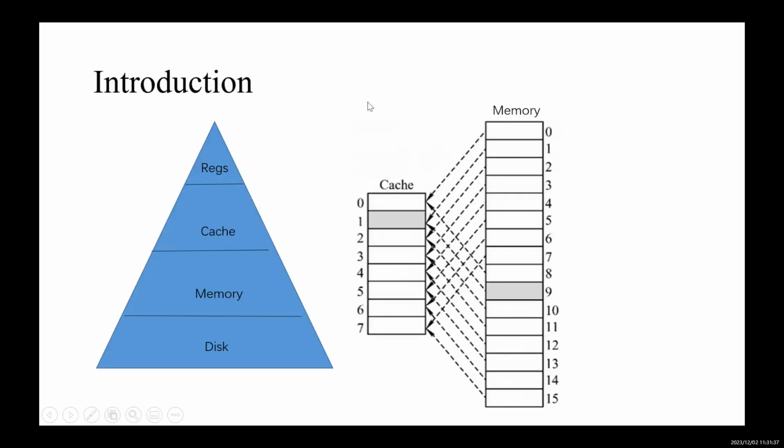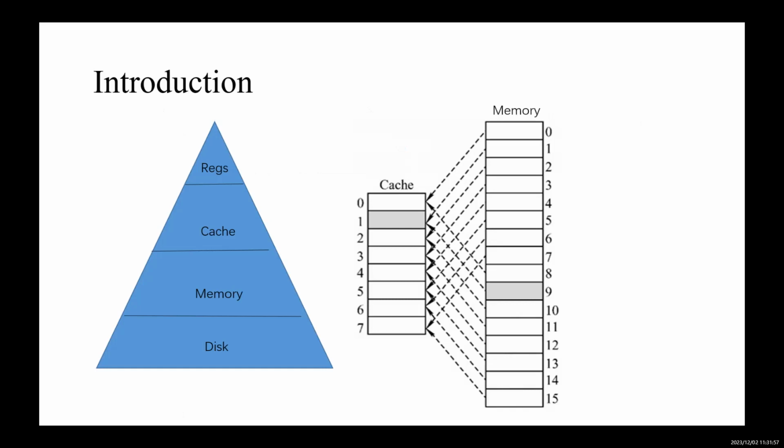Here's the introduction part of the whole paper. In today's computer memory system, the devices are in the shape of a pyramid. The higher up the hierarchy, the more expensive and faster the devices are. And the lower down the hierarchy, the slower and cheaper the devices are.